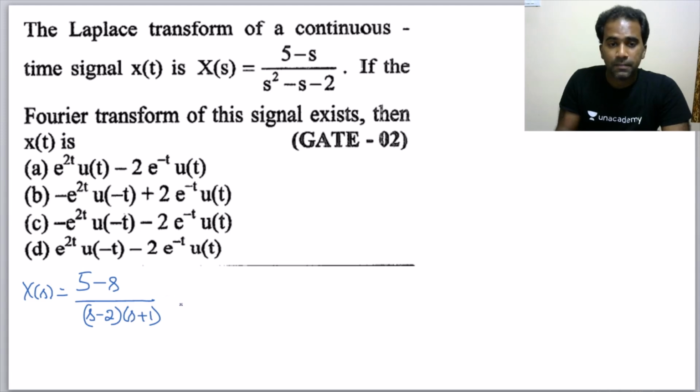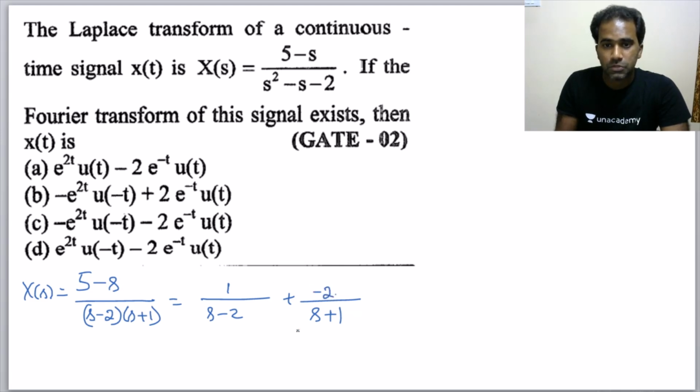Yes, that is fine. Now we can do partial fractions as we have discussed earlier. s minus 2, s plus 1. So if you substitute s equal to 2, it is 3, 3 by 3 is 1. And if you substitute s equal to minus 1 here, minus 3 and 6, minus 3 and 6, it is minus 2. It should be minus 2.